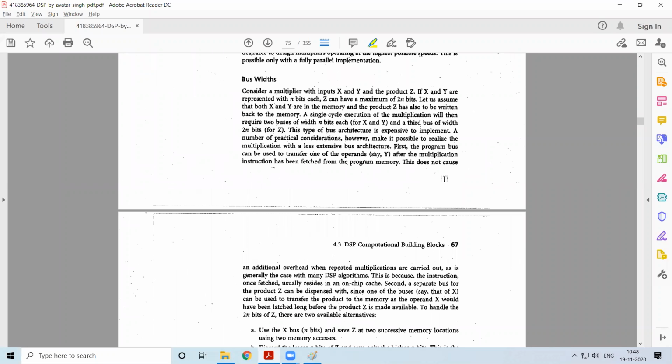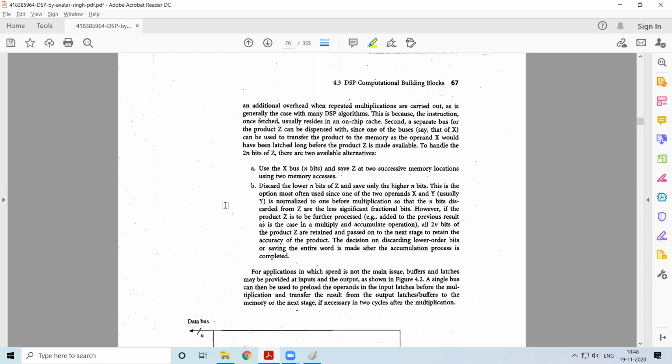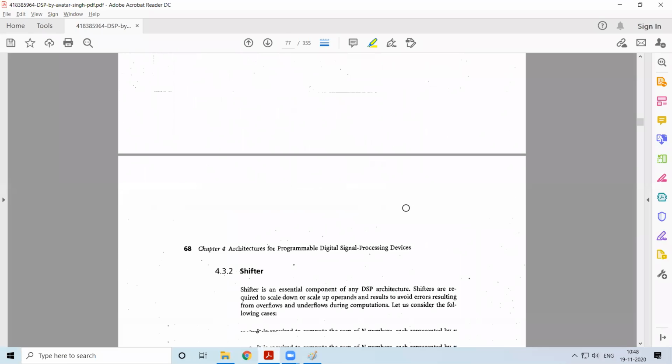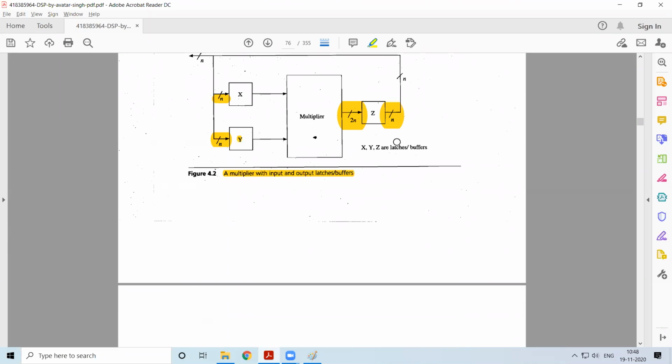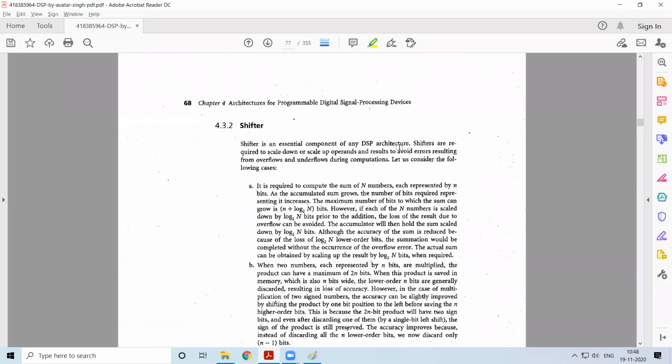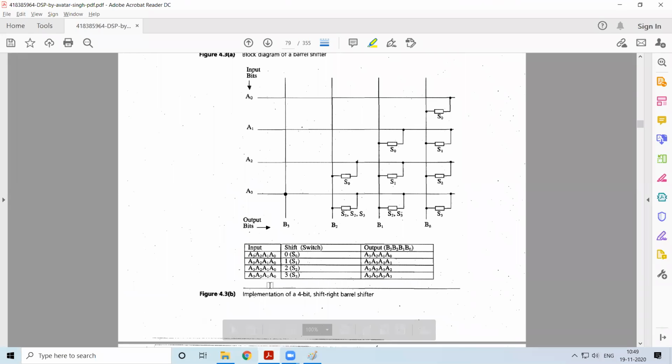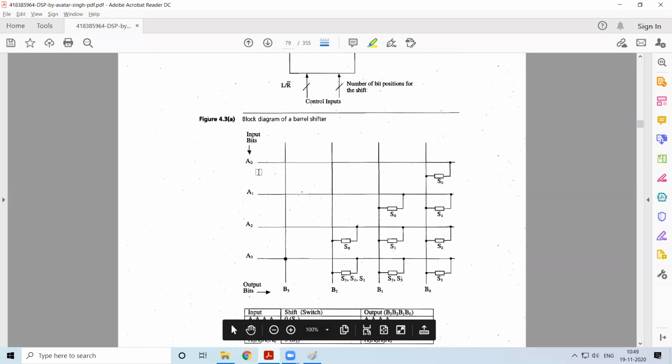Then we discussed what buses should be available, what the size of these buses should be, and whether I can provide separate buses for each. We had discussed all these things. Again, we discussed the shifter, the barrel shifter. Here, in one go itself, we'll be able to shift as many bits as possible.